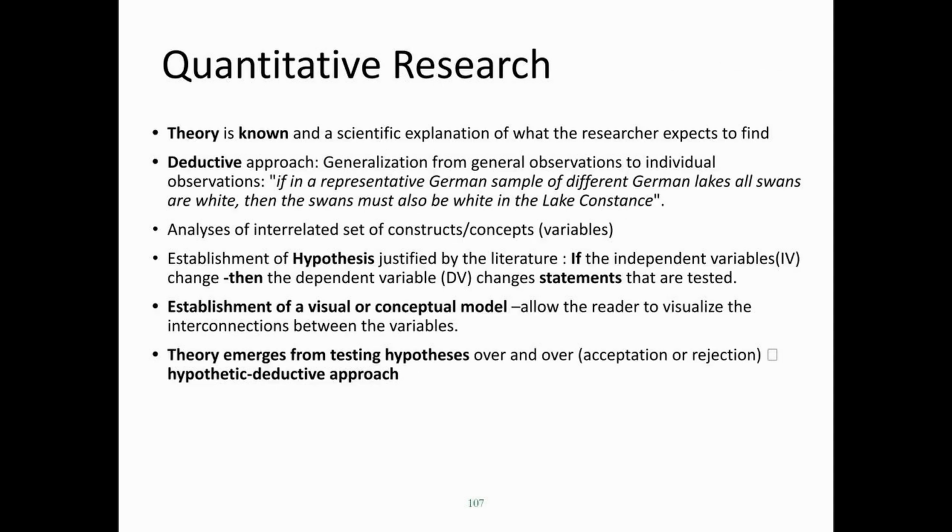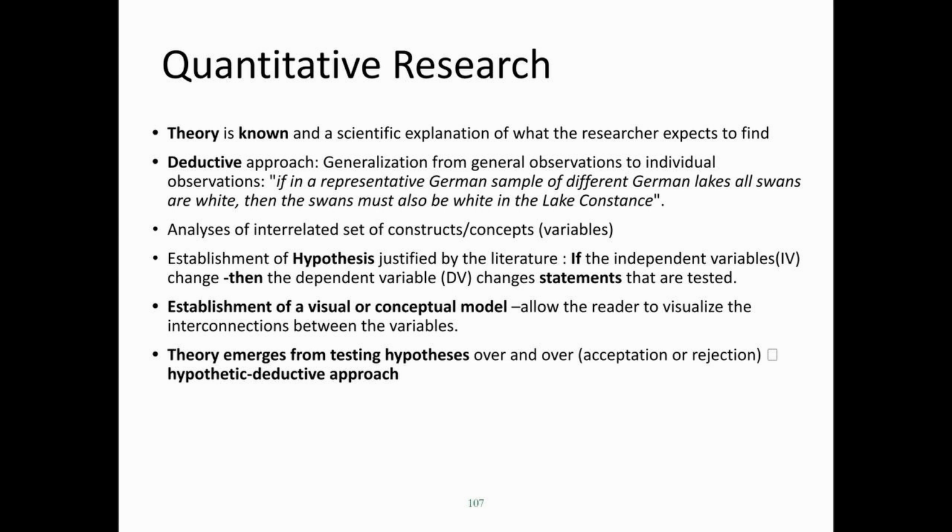On the other hand, quantitative research is for when theory is known and you want to generalize your observations. For example, if in a representative German sample, so representativity is important, of different German lakes, all swans are white, then the swans must also be white in the lakes of Constance. For example, if you find in your study about brain-implanted chips that privacy concerns are very important in Germany, you should find the results also in Munich or Cologne or Hamburg. So independent of whether it's northern Germany or southern Germany, the results should be the same.